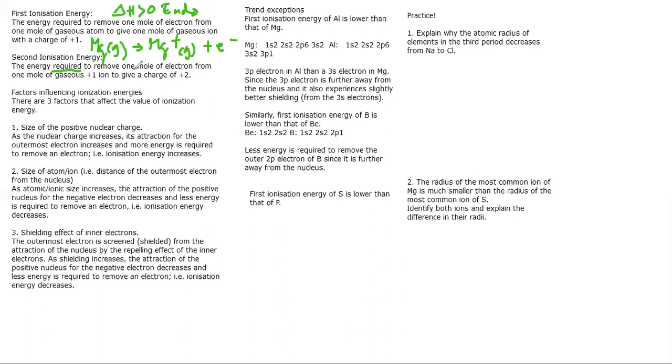It is the energy required to remove 1 mole of electrons from 1 mole of gaseous +1 ions to give a +2 charge. So if I continue to remove an electron from Mg+, it becomes Mg2+(g) plus e-. It always releases 1 electron, and then the charge increases. You also need to remember that the state symbol should be the gaseous state. Again, let me reiterate, it is an endothermic reaction.